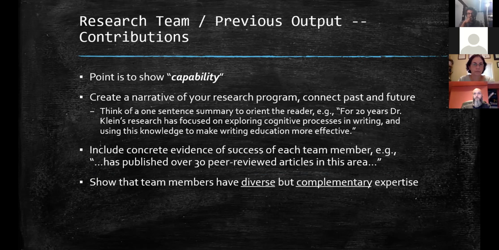For example, in my research right now, we're working with grade 1 writers. And so the PI on that research is me. My main co-investigator is Lisa Archibald, and she specializes in research on young children's language development. So she brought some expertise that was different from mine, but complementary to it. Concrete evidence of the success of team members, I think, is also helpful.